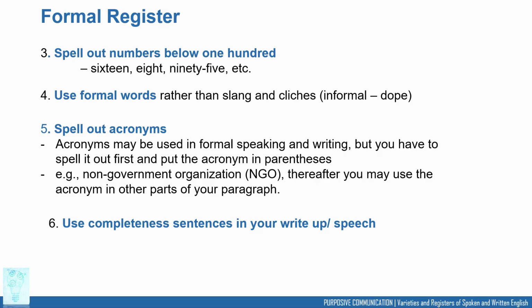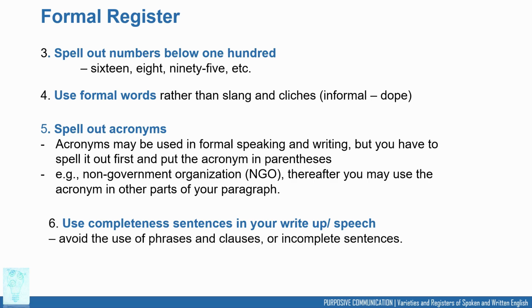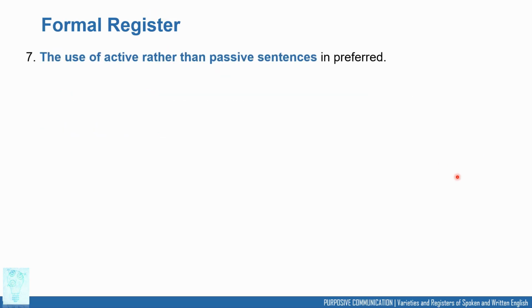When you say complete sentence, you have the subject and the verb, subject-verb agreement. It's a complete sentence. So avoid the use of phrases, clauses, or incomplete sentences. It should be a complete sentence when you write something or when you talk in a formal register. Okay, the seventh rule is to use active rather than passive sentences.